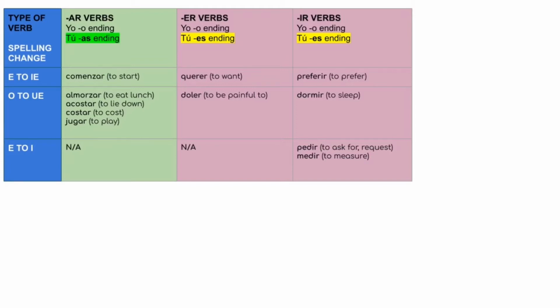And when this happens, it's because there's some type of sound that needs to be preserved when the verb's conjugated. And in order to preserve a hard G or a hard C sound, there's slight spelling changes in the conjugation. I want to show you this by showing you an example of a regular verb. I'm going to use hablar. We know that that means to speak.